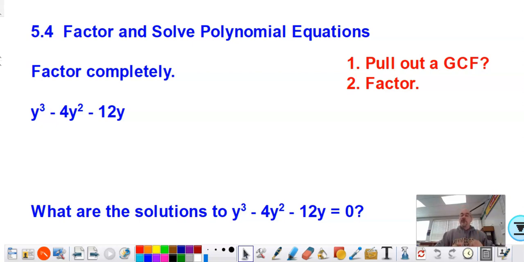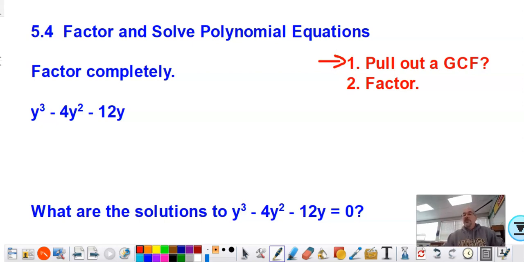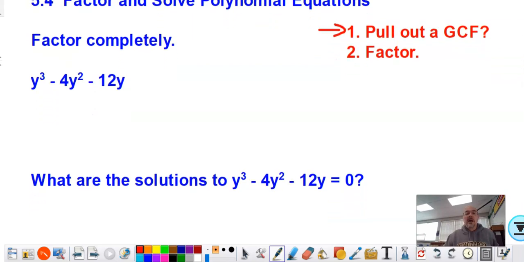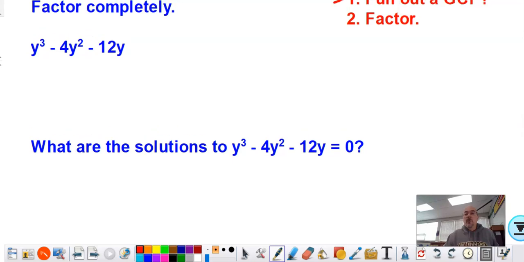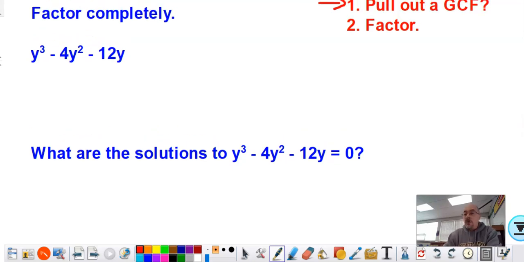All right, here we go. First of all, again, we're going to factor completely. What we need to start looking for, folks, is number one up there, pull out the GCF. Okay, we always need to look for a greatest common factor. So looking at this first example, we have y cubed minus 4y squared minus 12.